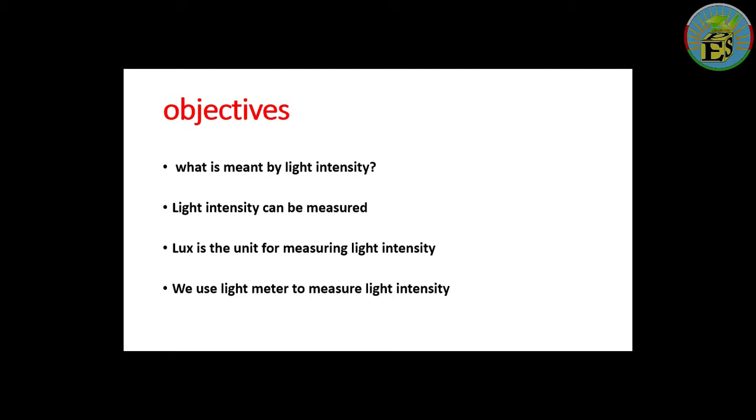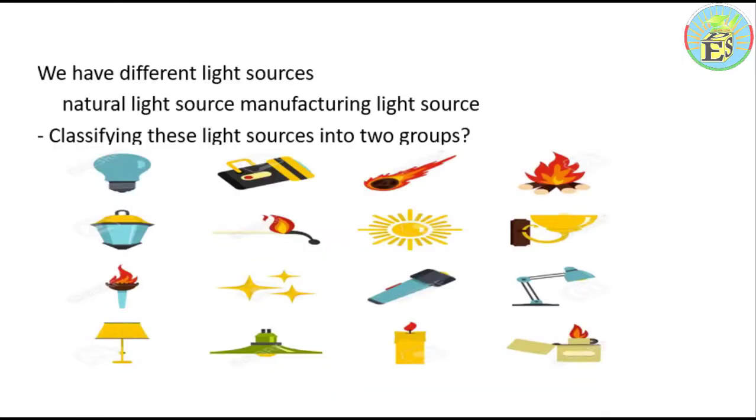Let us go. Who can remember what is meant by a light source? Yes, good. A light source is something that gives out light energy. And we have different light sources: natural light sources and manufactured light sources. We classify these light sources into two groups.